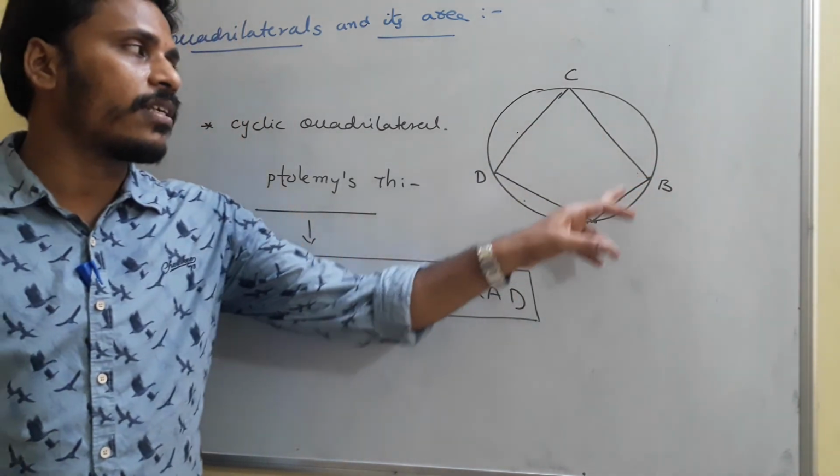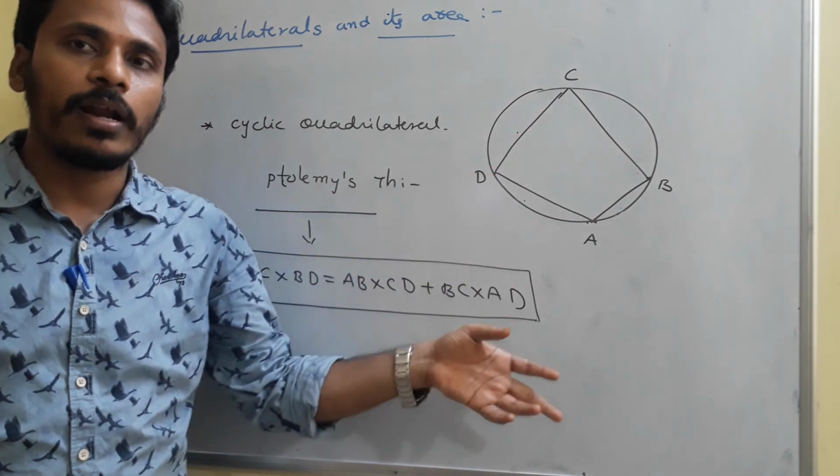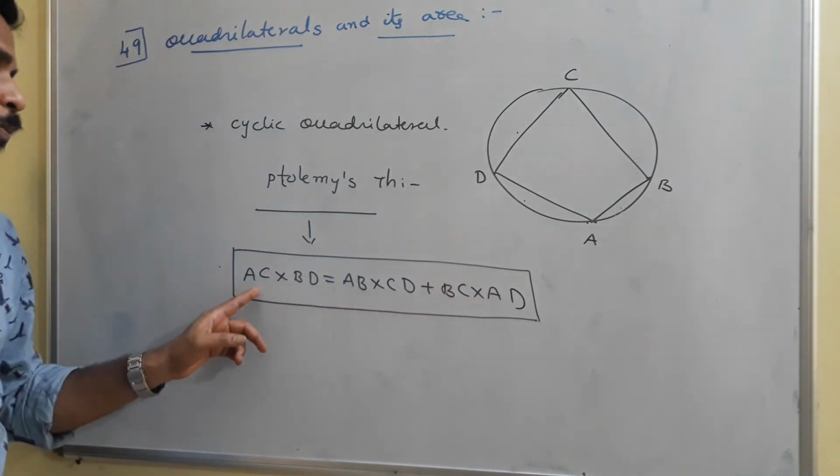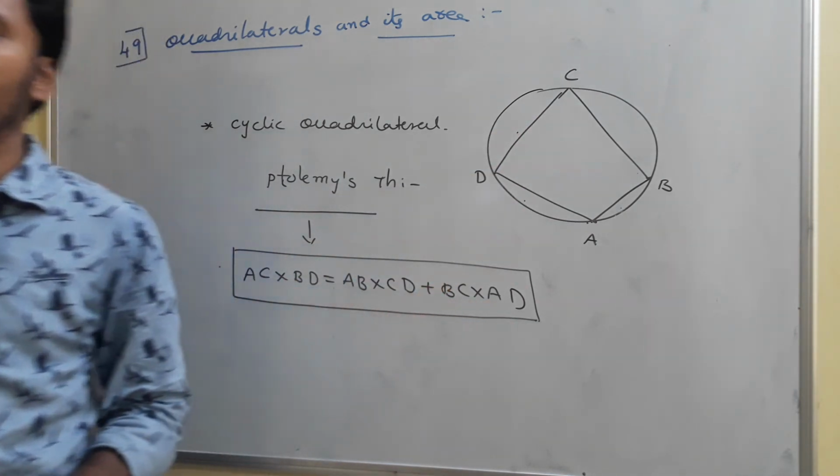If you have the lengths of all the four sides of the quadrilateral, then easily you will get the product of the diagonals. Okay, just have a look at this.